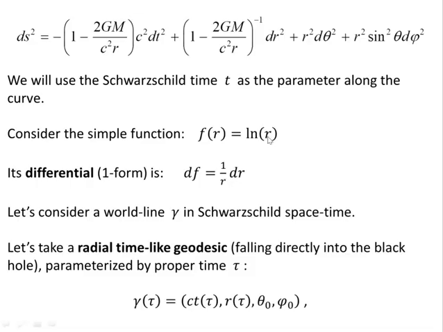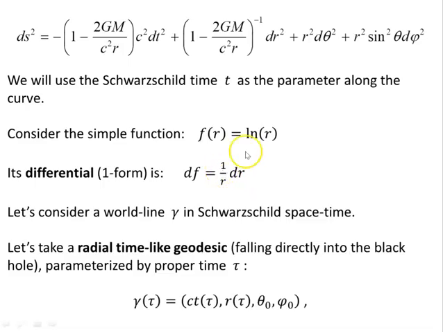No particular reason for choosing this one. It's simply convenient as an example because its derivative doesn't just disappear or become zero or anything, as you'll see in a moment. No particular reason for choosing it otherwise, all right? Just simply for argument's sake, for demonstration purposes only. So its differential one form df is 1/r dr. Okay, if I had just chosen f of r equals r, I would have got a constant here or something, okay?